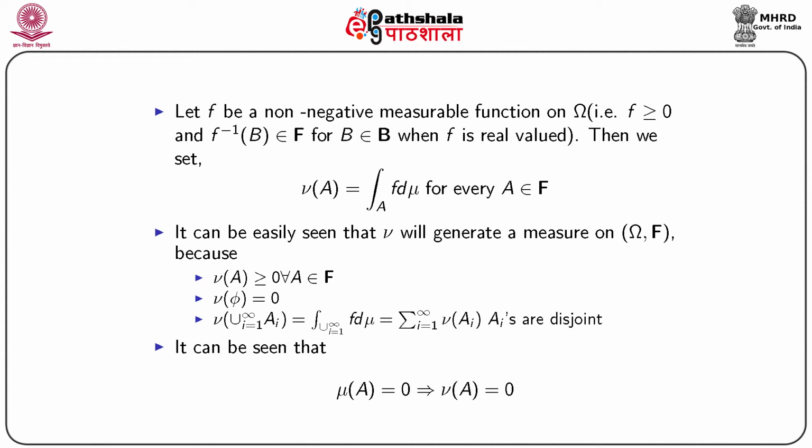It can be easily seen that nu will generate a measure on (omega, F) because it satisfies all the properties of a measure. For example, nu of A is greater than or equal to 0 for every A belonging to F, nu of phi is equal to 0, and nu of the union over i from 1 to infinity of A_i, which is the integral over the union of A_i of f d mu, equals the sum from i equals 1 to infinity of nu of A_i whenever the A_i's are disjoint. And it can be seen that mu of A equals 0 implies nu of A also equals 0.